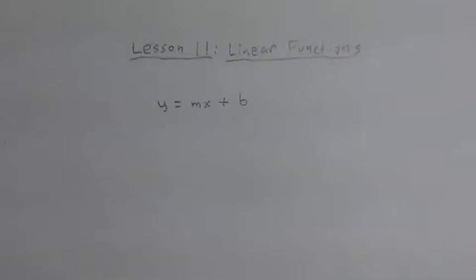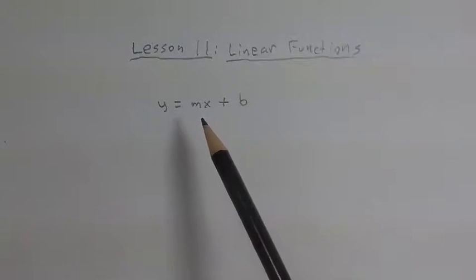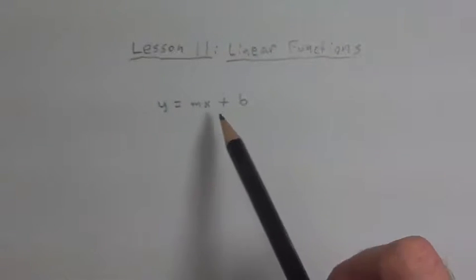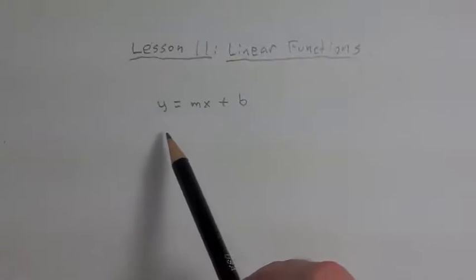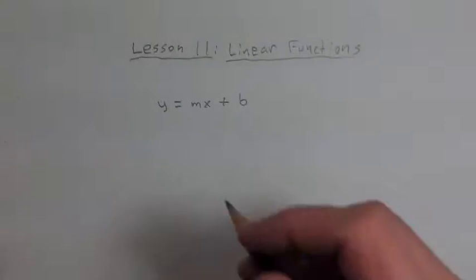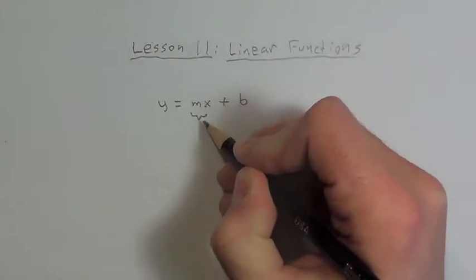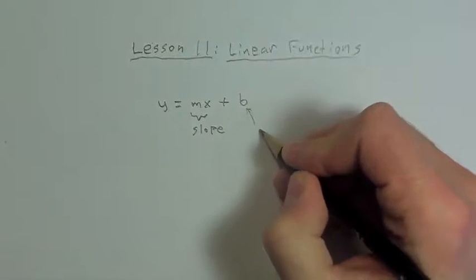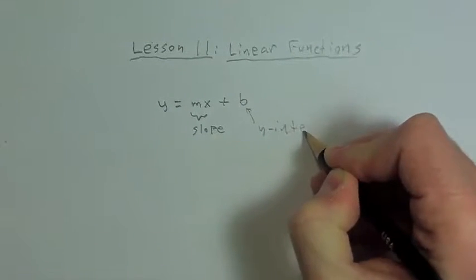So a linear function is basically a function that's got its x's and whatnot, but the highest x power allowed is 1. So really, the only possibility you have for a linear function is of the form y equals mx plus b. Okay, and if you remember, this m is the slope, and this b is the y-intercept.